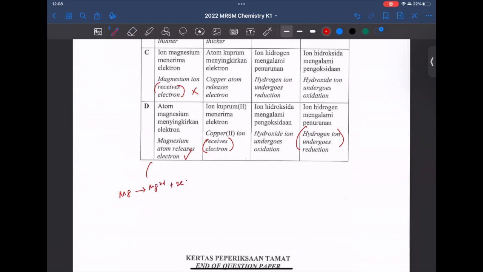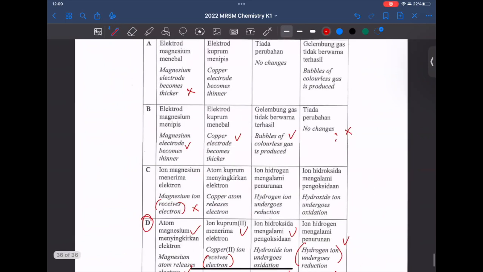Like I said, it will dissolve. And then after that, on the right side, the cathode becomes thicker because copper is discharged. And then, like I said just now, hydroxide is discharged here. Hydrogen ion is undergoing reduction, correct, because it accepts electron to form hydrogen gas. So all of this is correct according to what I explained to you just now. So therefore, the answer is D.